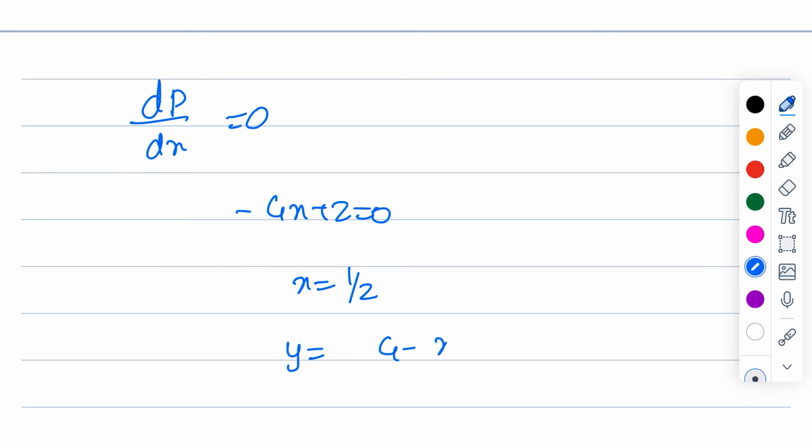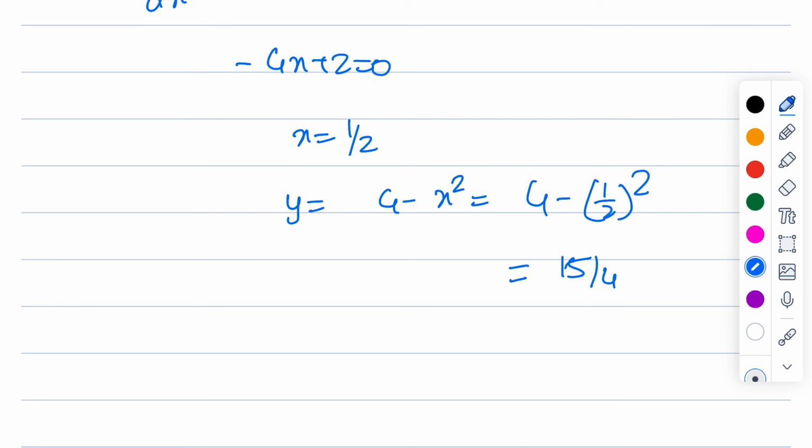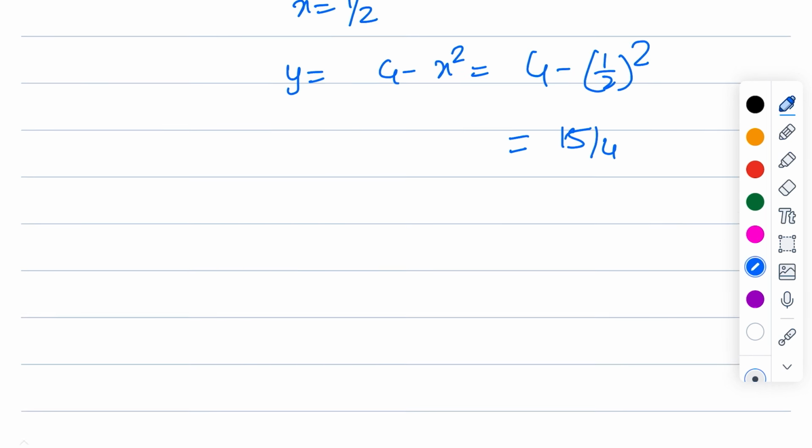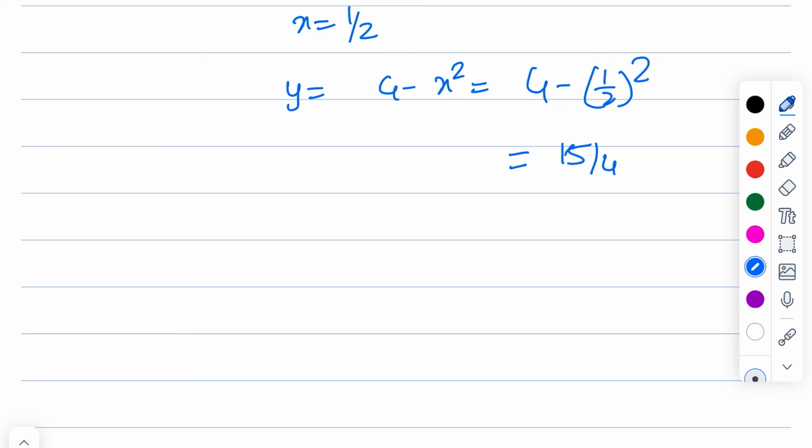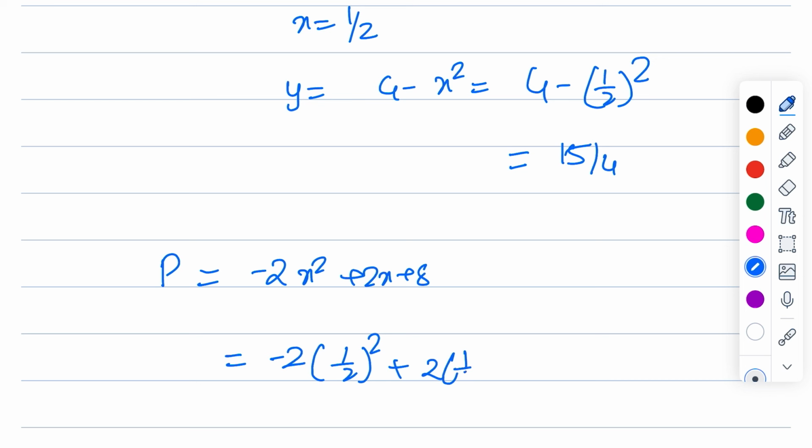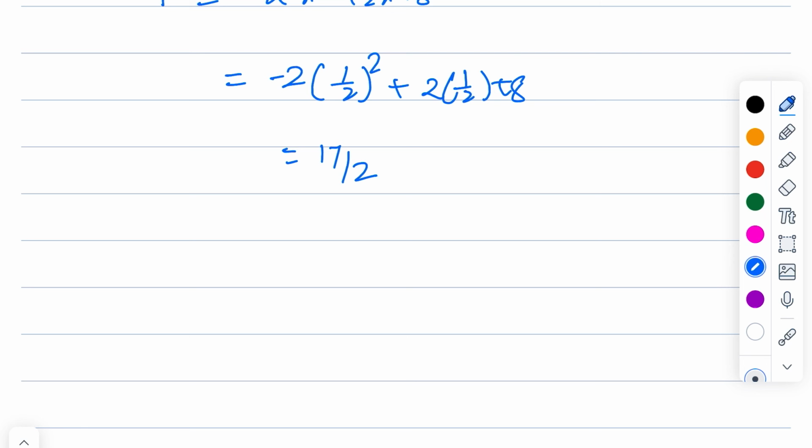Substitute to get the value of y. y equals, this is 4, then that will be 15 upon 4. So what will be the perimeter? Negative 2x square plus 2x plus 8. So negative 2 times 1 upon 2 whole square plus 2 times 1 upon 2 plus 8. Simplify that, which is 17 upon 2. Maximum perimeter.